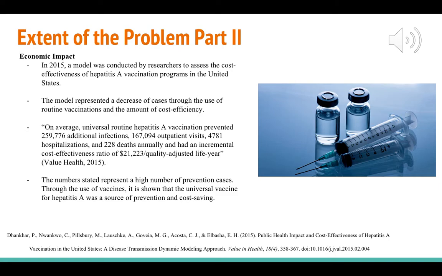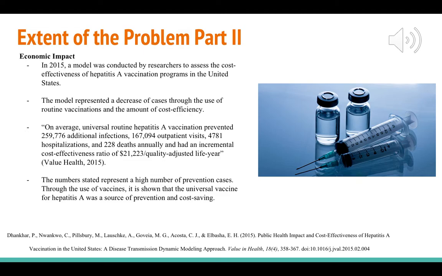In 2015, a model was conducted by researchers to assess the cost-effectiveness of hepatitis A vaccination programs in the United States. The model represented a decrease of cases through the use of routine vaccinations and the amount of cost efficiency. On average, universal routine hepatitis A vaccinations prevented approximately 260,000 additional infections, 170,000 outpatient visits, 5,000 hospitalizations, and 200 deaths annually, and had an incremental cost-effectiveness ratio of $21,223 per quality-adjusted life year.